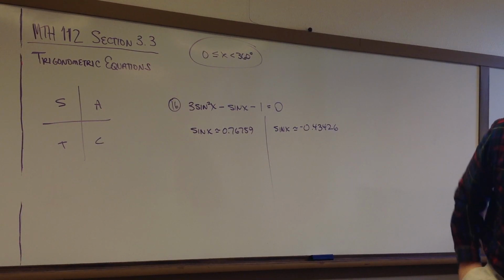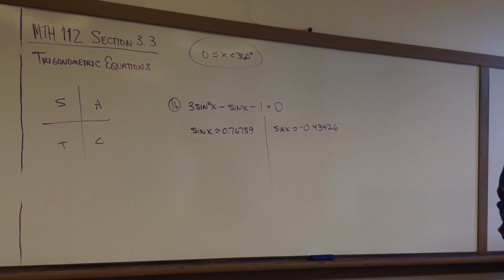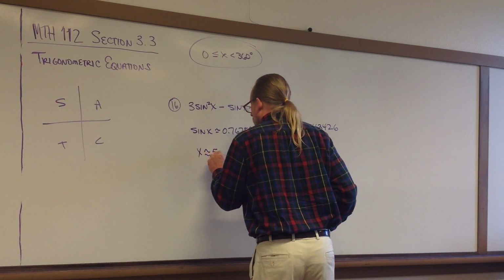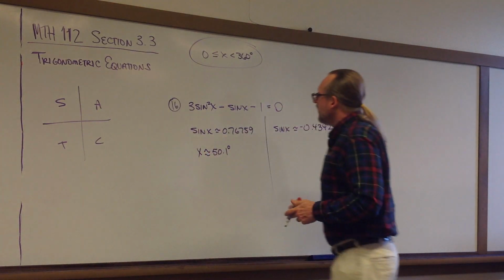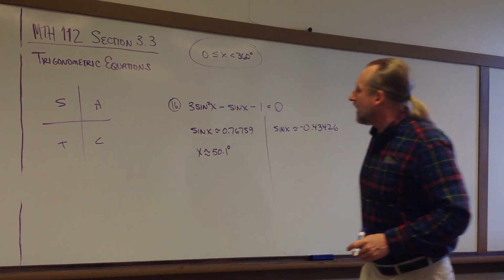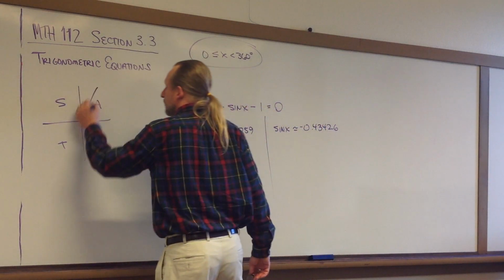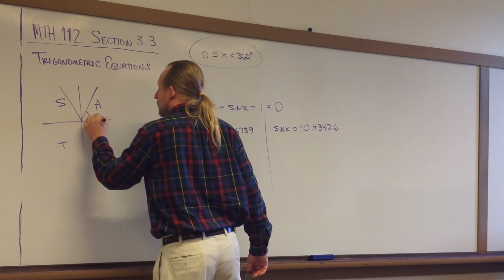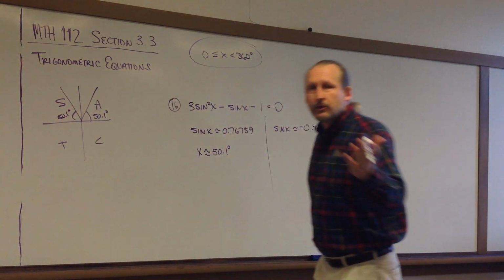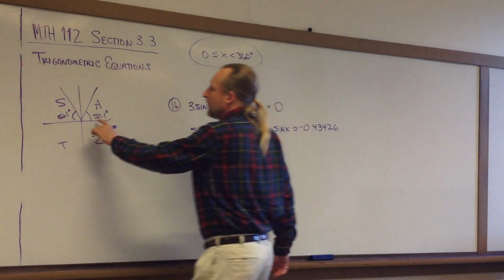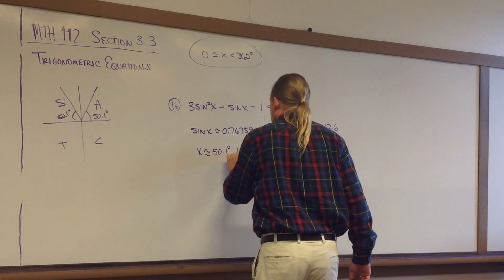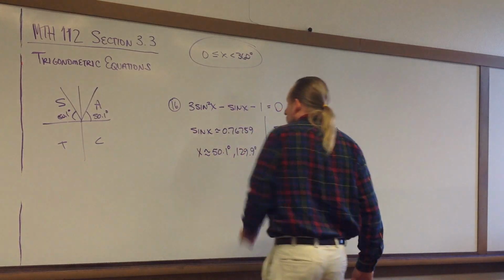Okay, so the first one we got there was 50.1 degrees. This is a positive value for the sine, so that'll put us in the first and the second quadrants. And here we've got a reference angle of 50.1. So if we do 180, the whole thing is 180, subtract that 50.1, that should give us 129.9.